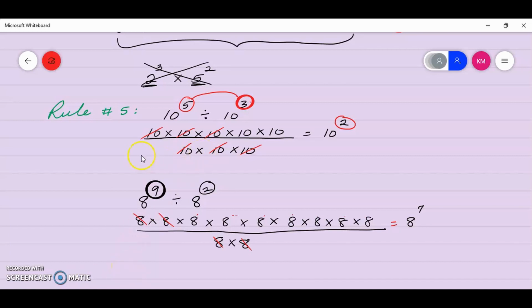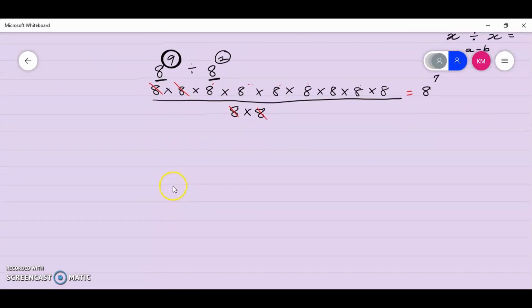So yes, that rule works for that, and we are going to write that now in general form. If we had x to the power a and we are dividing it by x to the power b, it's going to be x to the power a take away b. So when we are dividing indices with the same base, and notice we have the same base, what we must do is subtract our powers. So that's rule number 5. Let's look at rule number 6. Okay, so let's write rule number 6 here.